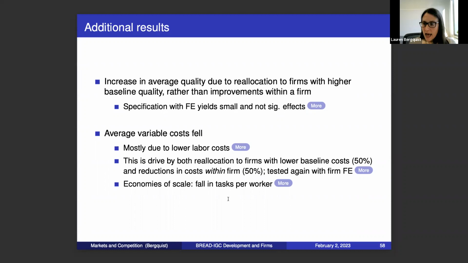As the existing firms, the ones who stay in business, are getting larger, they're able to have workers specialize. So rather than having a single employee do all the parts of the boat building, they can have two employees, one who does the first part, one who does the second, and they specialize. So they see a fall in tasks per worker. And that suggests there are some economies of scale here.